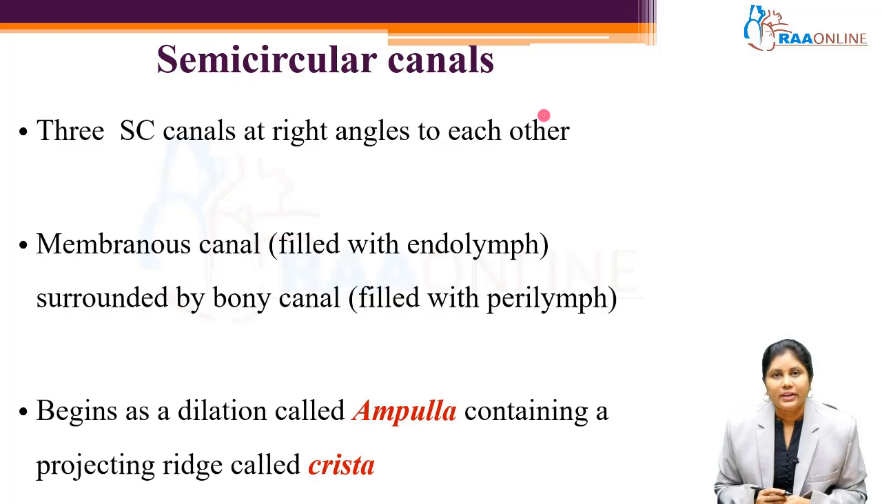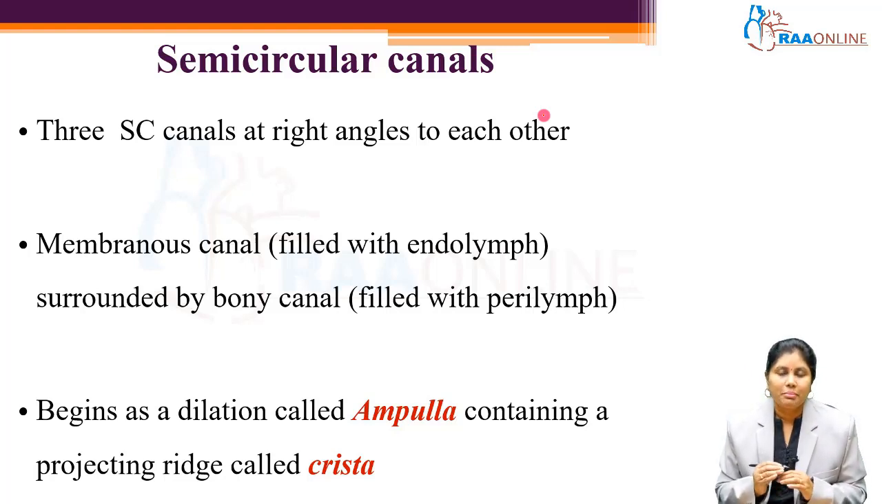These semicircular canals are at right angles to each other. They are perpendicular to each other. So they have a particular plane of arrangement. Inside the bony semicircular canal, there is the membranous semicircular canal, which is filled with endolymph, and the bone contains perilymph.